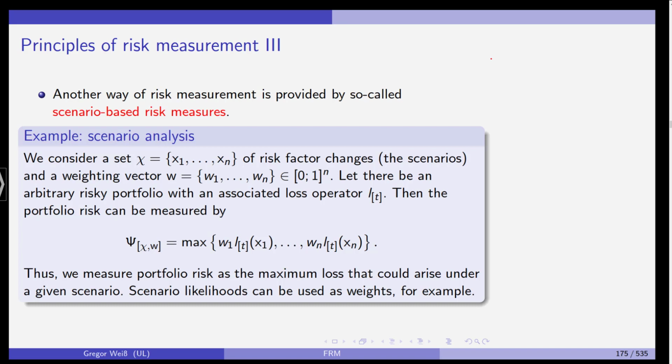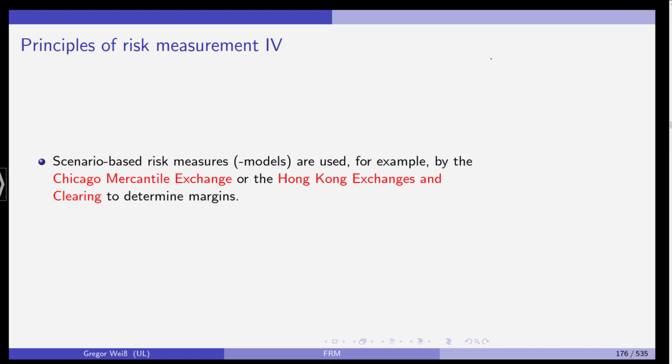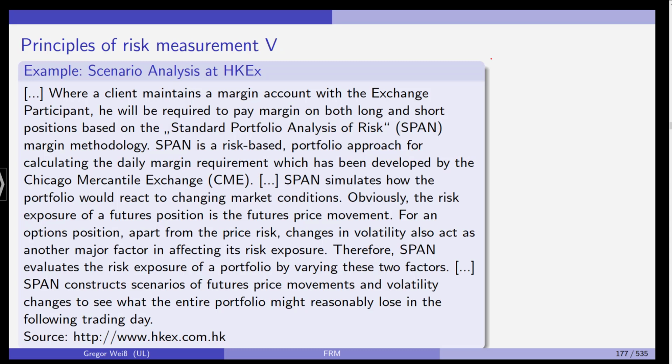So scenario likelihoods can be used as weights, and this is actually done in practice, for example, at the CME, the Chicago Mercantile Exchange, and also the Hong Kong Exchanges and Clearing, to determine margins. And this is an extract from the Hong Kong Exchange. They say, where a client maintains a margin account with the exchange participant, he will be required to pay margin on both long and short positions based on SPAN.